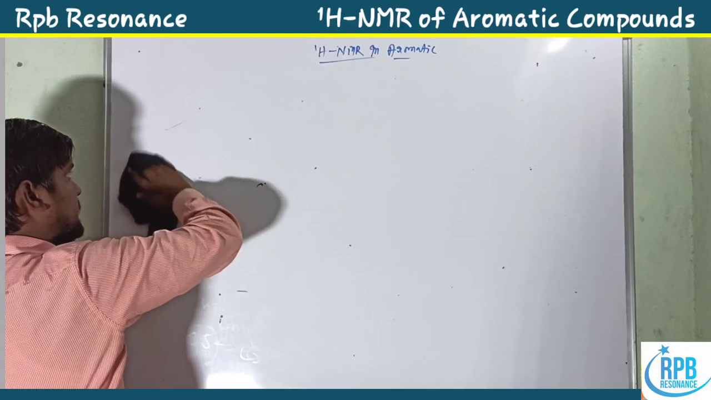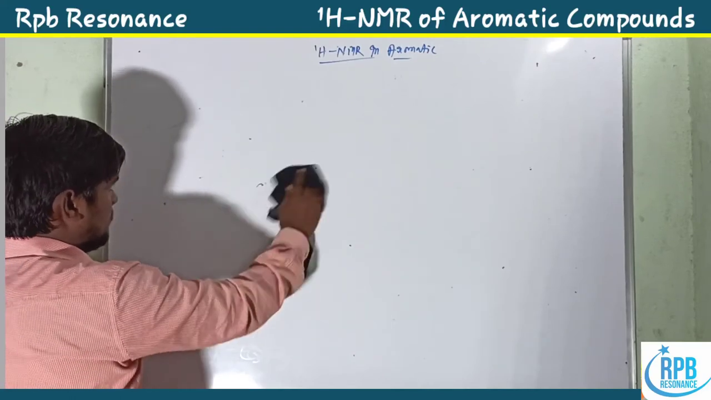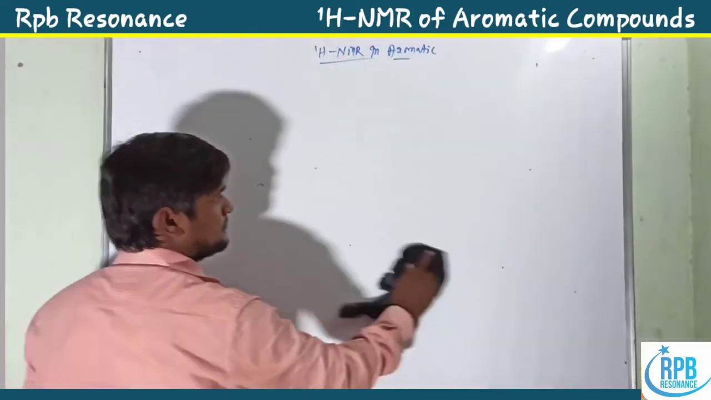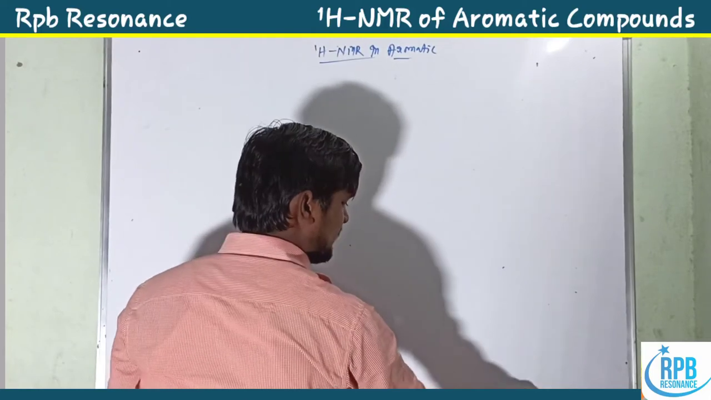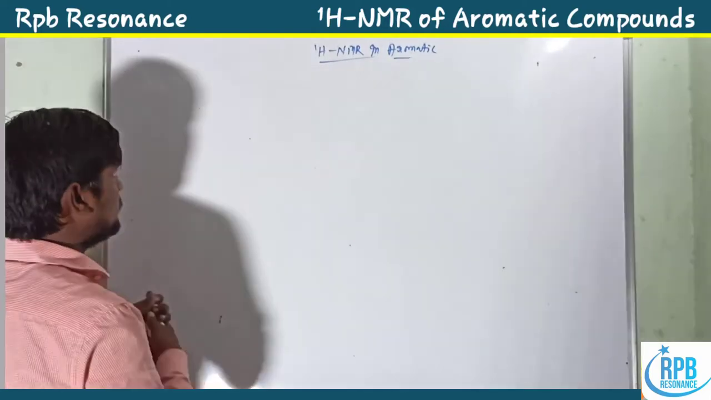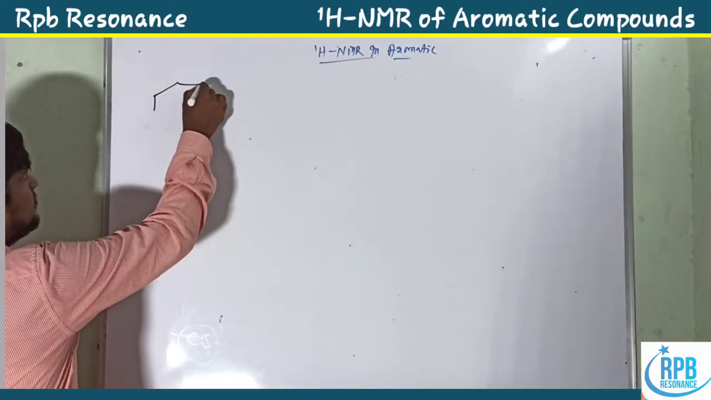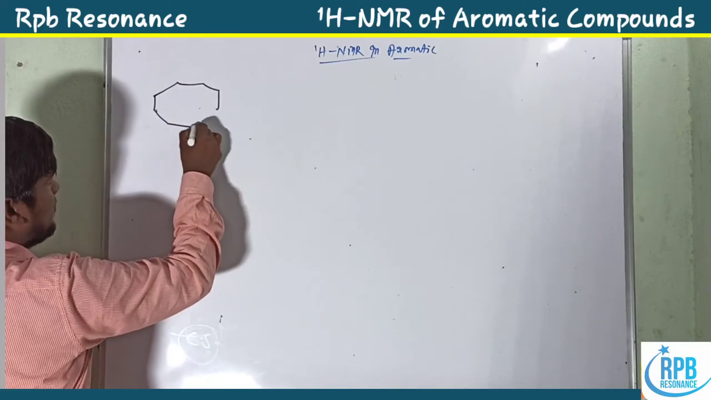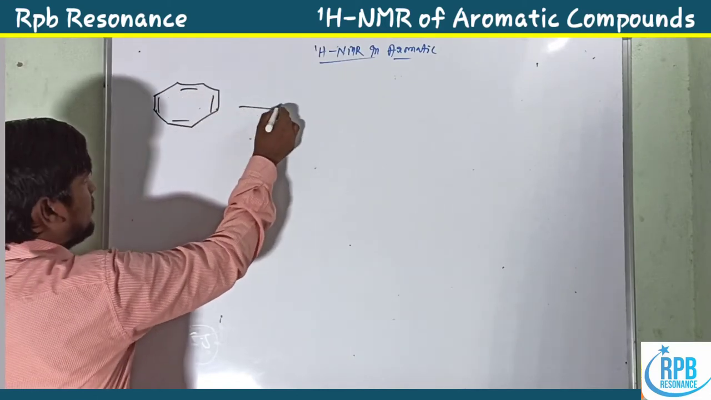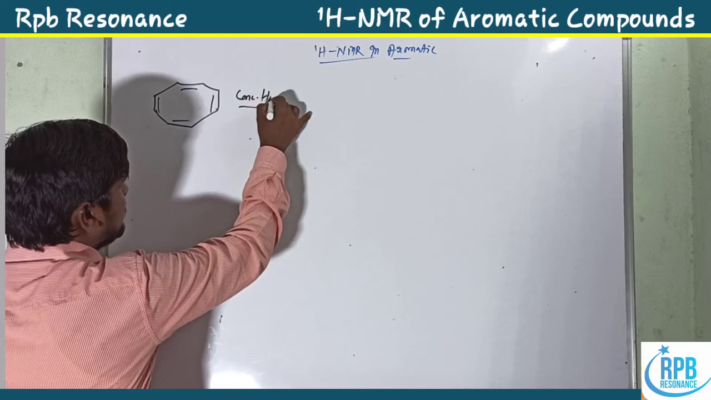Okay, now the final example is a homoaromatic compound. Here is the system cyclooctatetraene, which is treated with concentrated H2SO4.